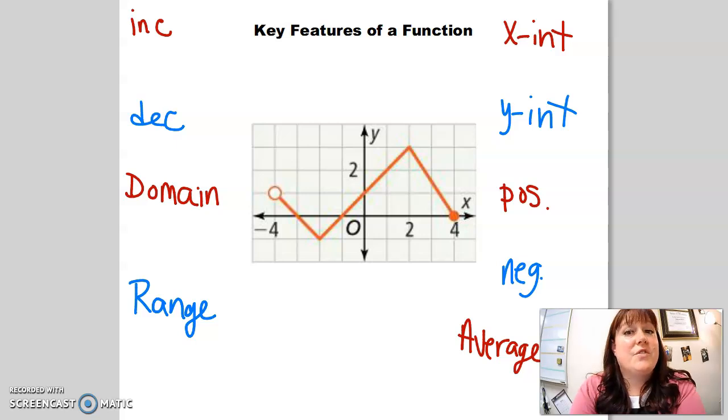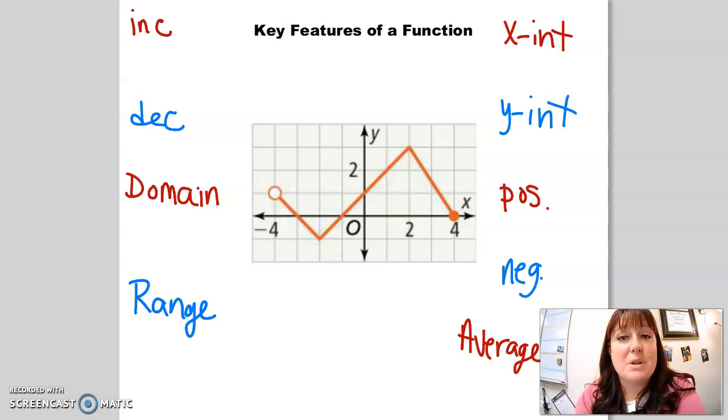There are certain features of a function that we really care about, and these we should be able to identify. When we look at a graph, we should be able to find these features of a function. So for right now in Algebra 2, we're just looking at the graph and finding these from a graph, okay? So first things first, we're going to look at increasing.